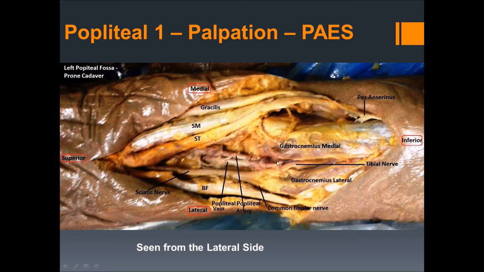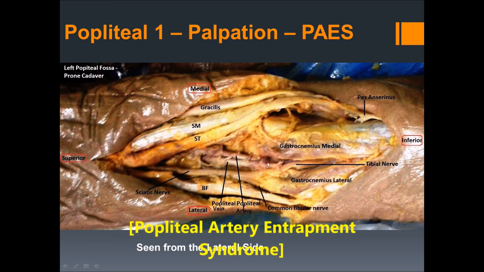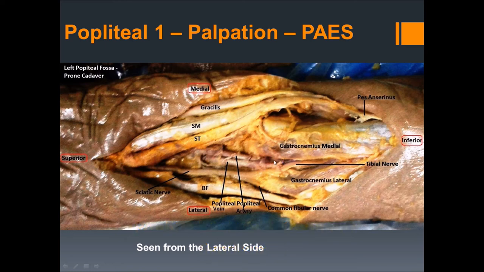Now let's take another aspect of this popliteal artery, and that is known as popliteal artery entrapment syndrome. The popliteal artery, as I told you, is rather deeply located in the popliteal fossa, and there have been numerous mentions in the literature, though it's quite a rare condition. As the term implies, it is the popliteal artery getting entrapped by certain structures inside the popliteal fossa.